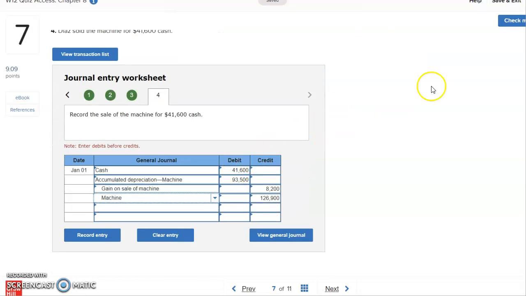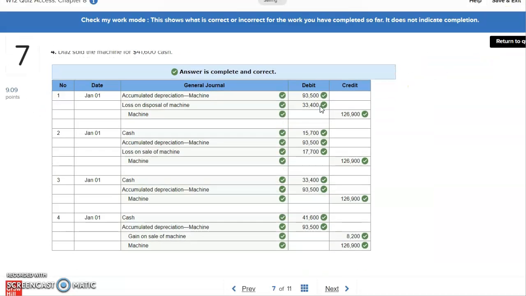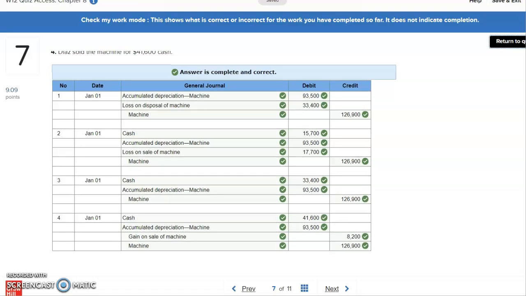And then after this, you can check your work and see that it is all correct. And that is everything for this problem number 7 in the practice quiz.